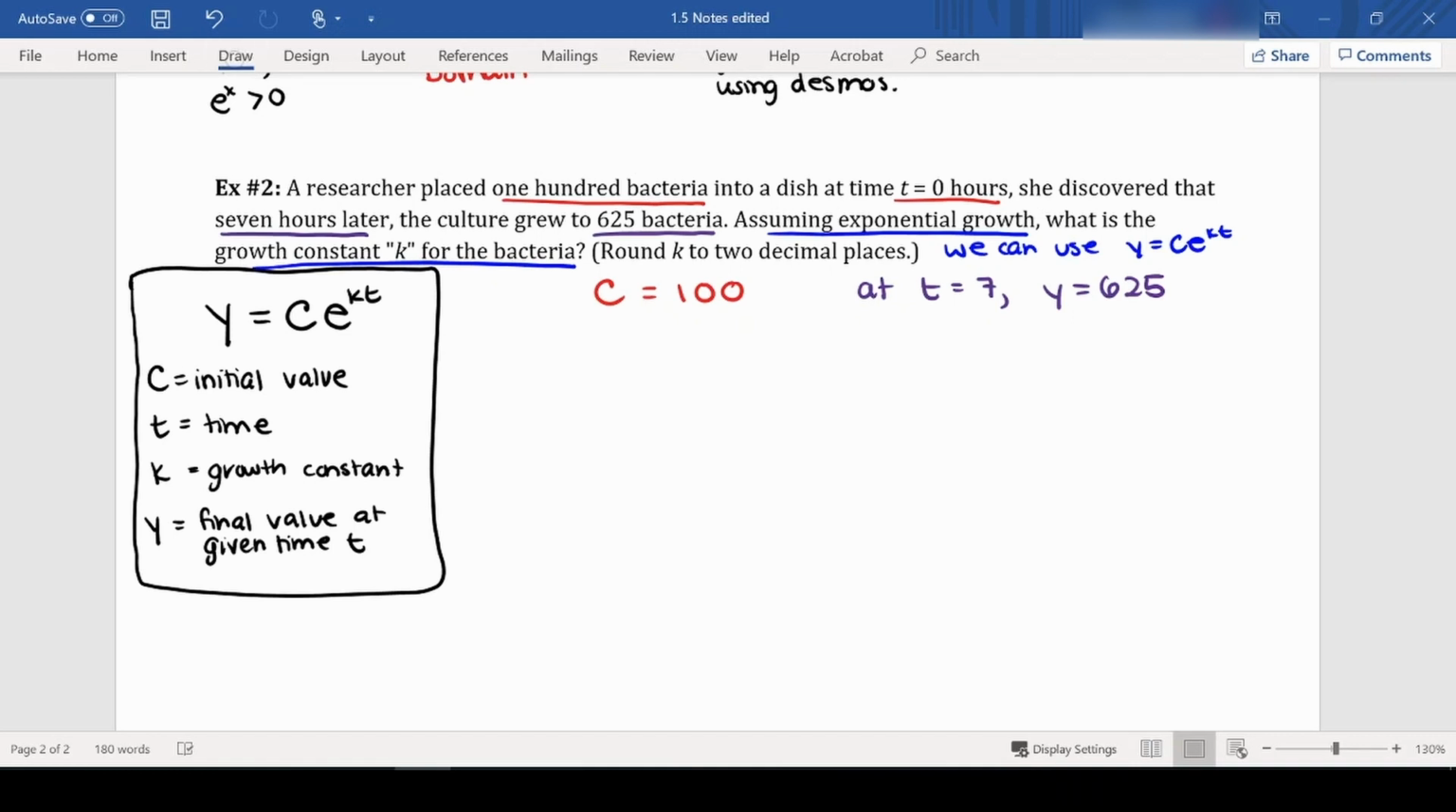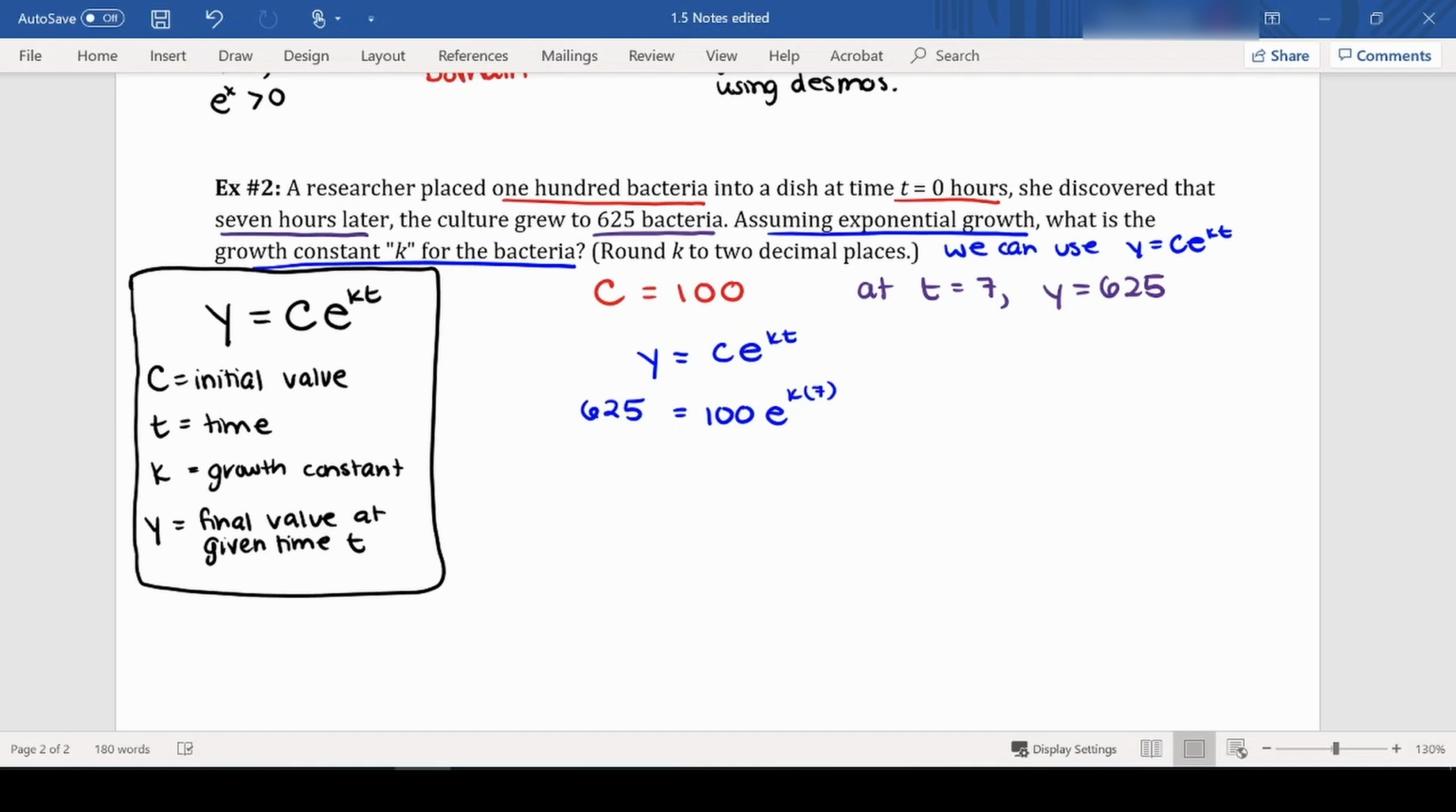All right, so let's try this. So we've got y equals ce to the kt. We know that c is 100. We're trying to find k. We don't know that. T is 7, and y is 625. All right, so now the problem we have here is that we need to find k, which is a missing exponent. We need to isolate k.